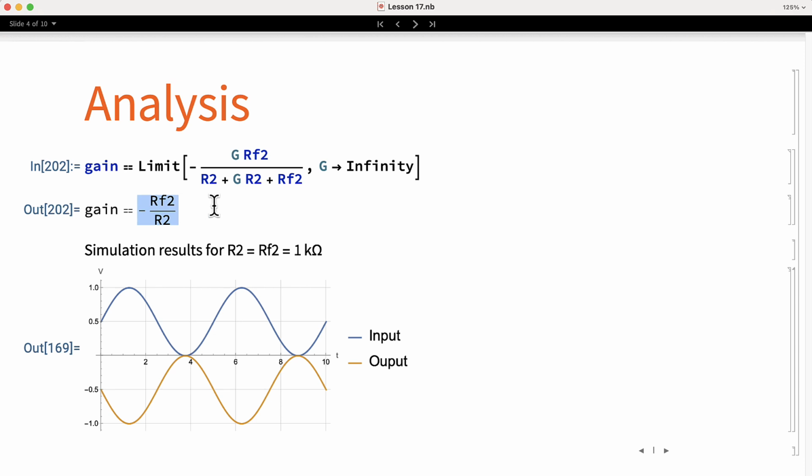The gain is the ratio of the resistor Rf and R2. And notice the negative symbol. The output voltage will be inverted. Another interesting thing is that this configuration can attenuate the input signal. Selecting the appropriate values of Rf2 and R2, we can achieve either amplification or attenuation. Below you can see the simulation results of this circuit. When the resistors R2 and Rf are 1 kΩ, the output signal is a copy of the input signal, but negative.